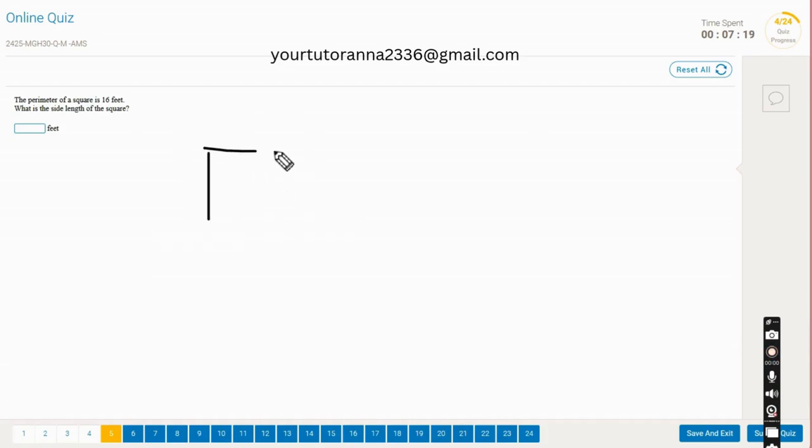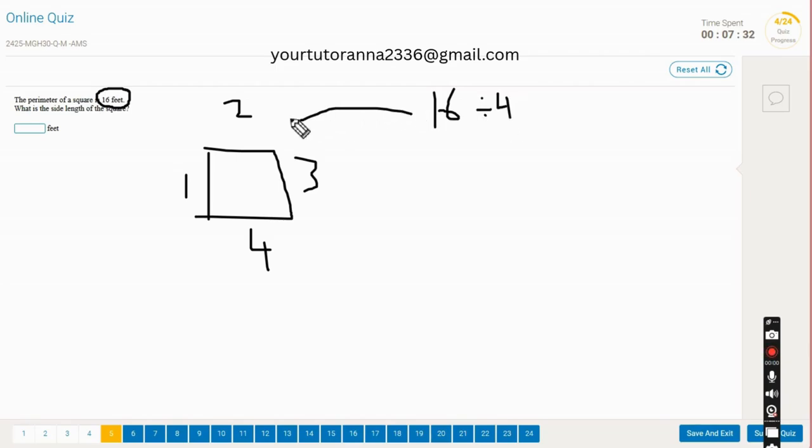Now remember, a square has all equal sides. And how many sides does it have? 1, 2, 3, 4. So you're going to divide this 16 by how many sides? By 4 sides equally. Why? Because this 16 is going to be divided in here equally, in here, and in here. So 16 divided by 4 is 4.